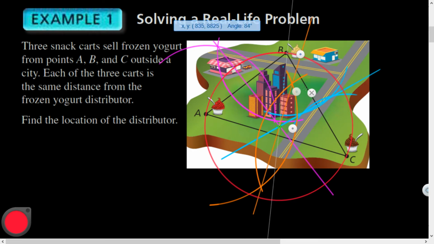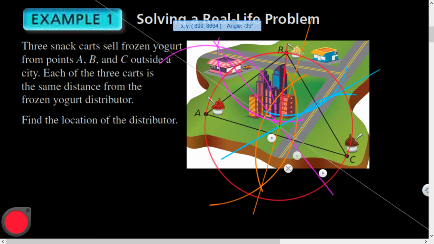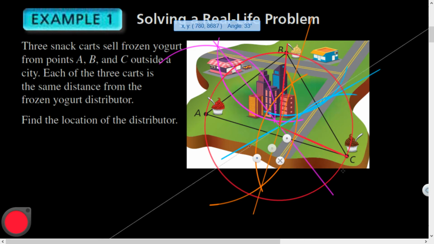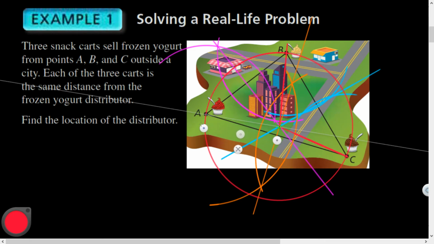So yeah, these three red segments, I just overdrew it there, would be congruent because all three of those are radii of the circumscribed triangle circle there. Bam. Look at that. That thing's amazing.